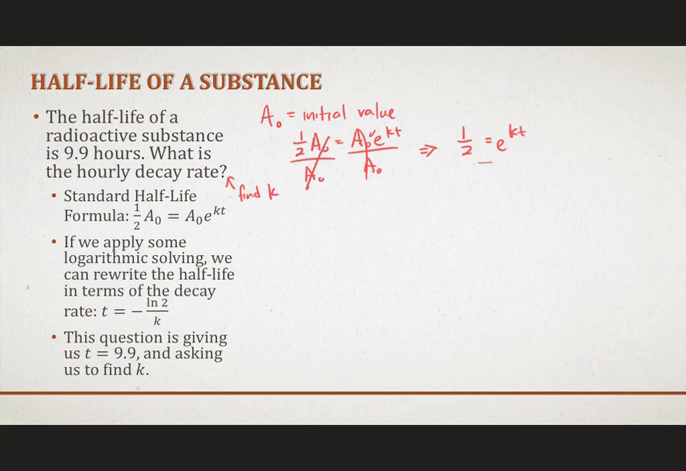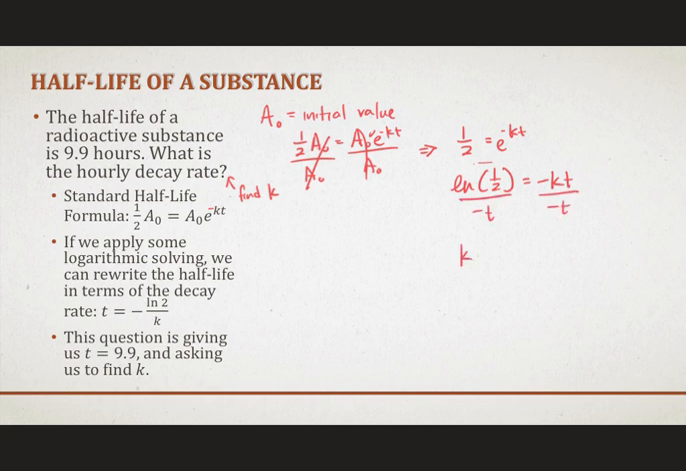So change it to a logarithm. So the natural log of 1/2 equals, I'm sorry, this should be negative kt. That's a typo on my fault. Equals negative kt. We're going to divide by negative t.